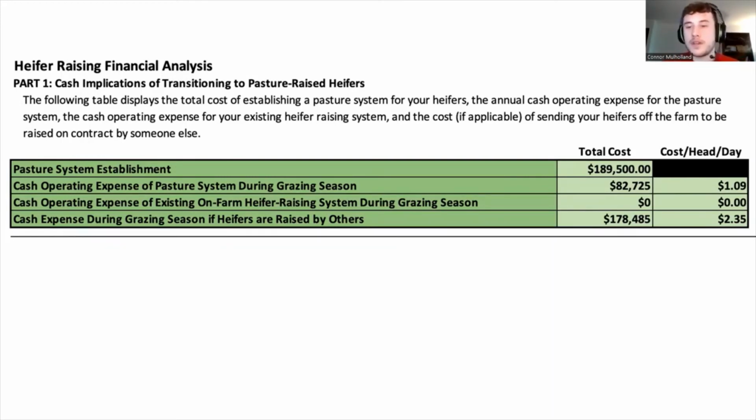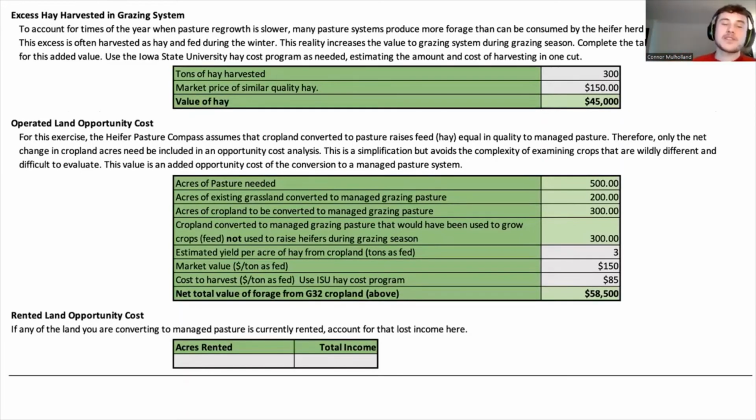So you can see right away, there's a pretty big discrepancy in the cash cost in total and cost per head per day, over $1 difference from the pasture system to a contracted heifer raising system. And granted that these are old numbers because they had their heifers raised a couple of years ago now. You'd be very lucky to get $2.35 per head per day these days with everything going on. So anyways, we compared the cash. Now we're going to find out the opportunity costs.